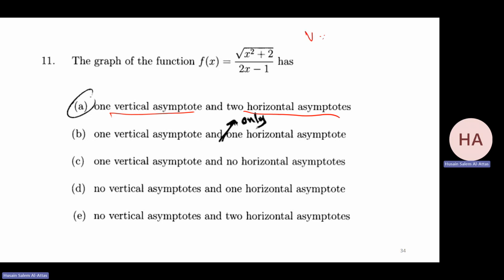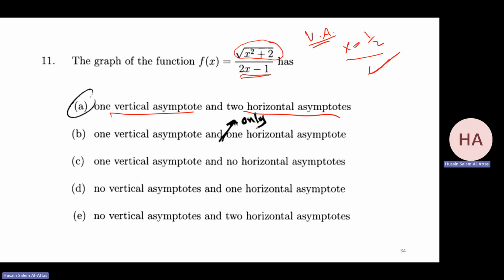Now, vertical, we know what are the possible ones. The zero denominator, x equal half, and it is a vertical asymptote. Why? Because the numerator will be non-zero here. It will be non-zero over zero, so for sure it will go to either plus or minus infinity. You need to check this. I will leave it for you to check. Now because I'm concerned about horizontal in this list of problems.